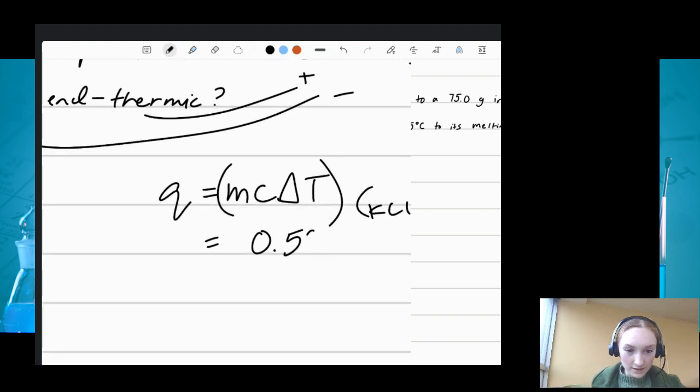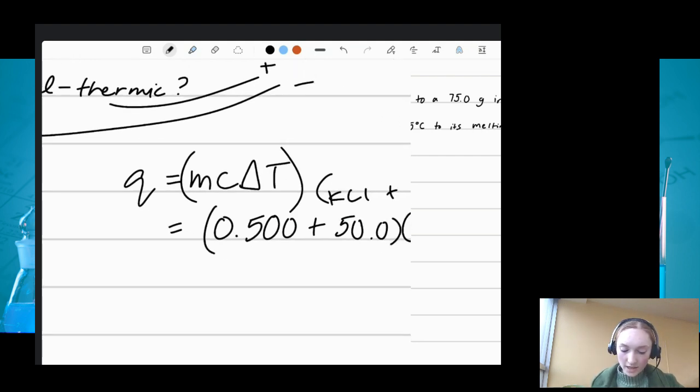So it's 0.500 plus the 50.0. That is the mass, multiplied by the C value, which is the 4.18, and the delta T. It already gives us the change in temperature. It doesn't give us initial or final. It just tells us what's happening. So it's going to be negative 1.05, since it said it's decreasing by that change in temperature.